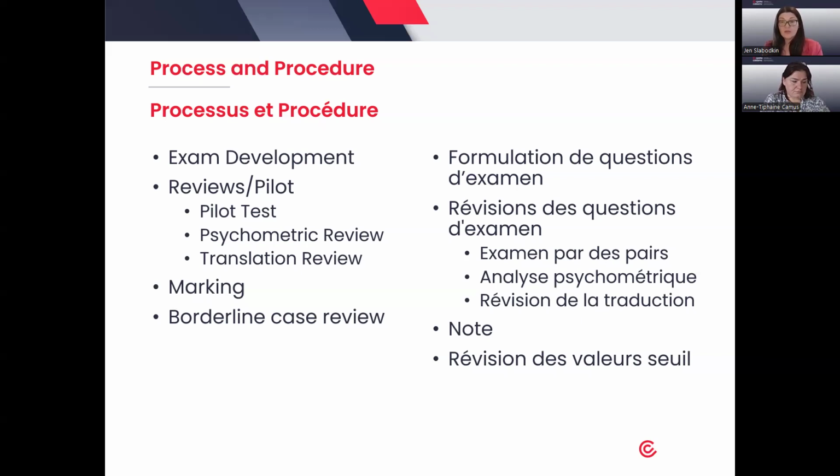After marking is when we determine the pass mark using the standard setting process that I described earlier. Once a pass mark is calculated, we identify the borderline cases. Borderline cases are then reviewed by exam advisory group members who were not involved in the initial marking. These reviewers do not see the original scores at first to avoid bias and ensure a fresh perspective.